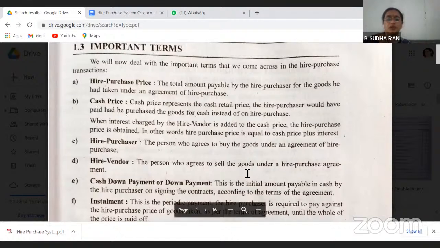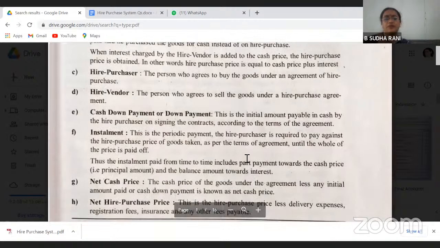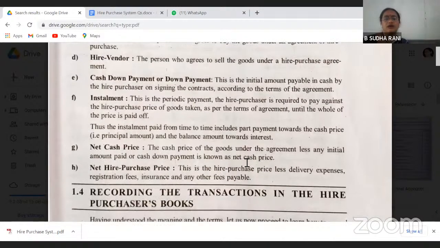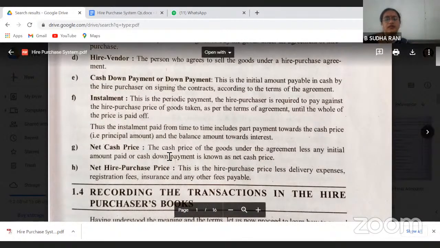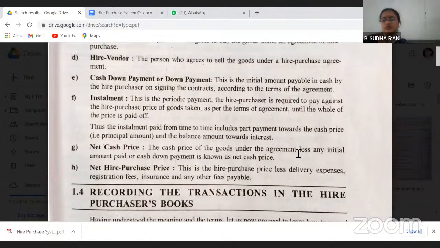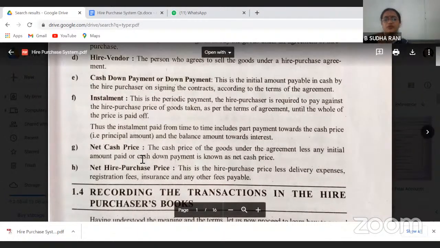So what is an installment? It is the periodical payment of the value of the price of the asset. Under the hire purchase system, we call it rent, as per the terms and conditions of the agreement that they are supposed to pay. Net cash price of the goods under the agreement is the cash price minus any initial amount paid.